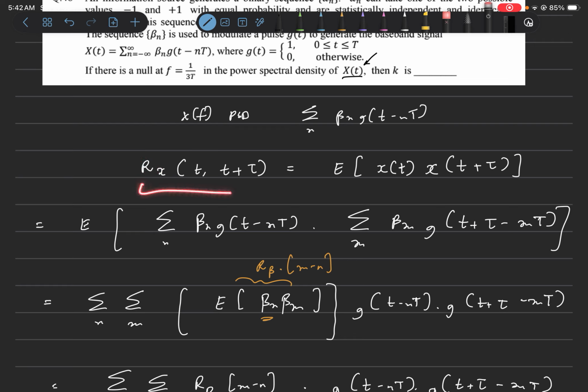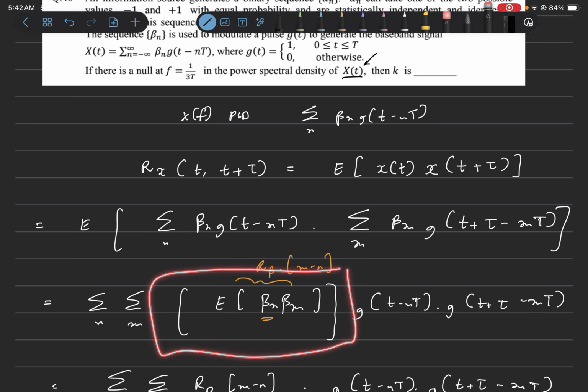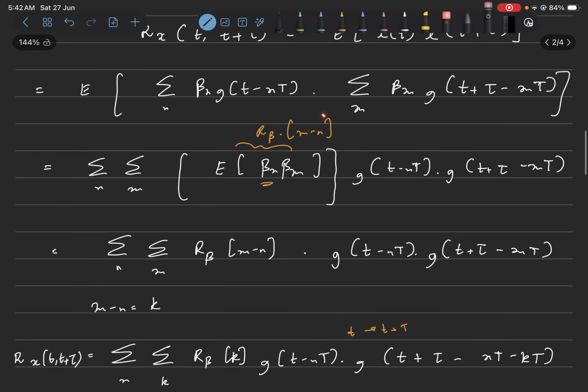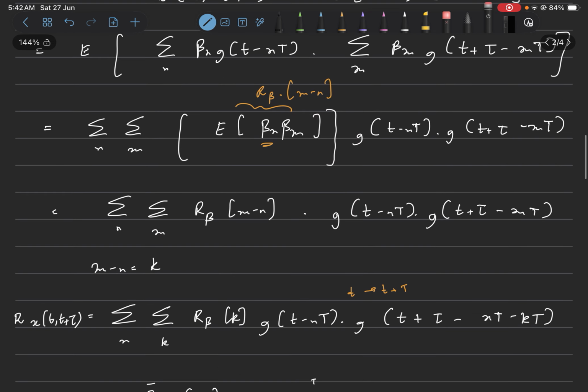So the autocorrelation function at a delay tau is given by this. We'll plug in x(t) for beta n and beta m, and we'll have the expectation operator. Since g is deterministic, only beta is random, so the expectation operator goes inside, acting only on beta. So this becomes, at a delay of m minus n, this double summation, and the expectation is gone for g because g is deterministic.